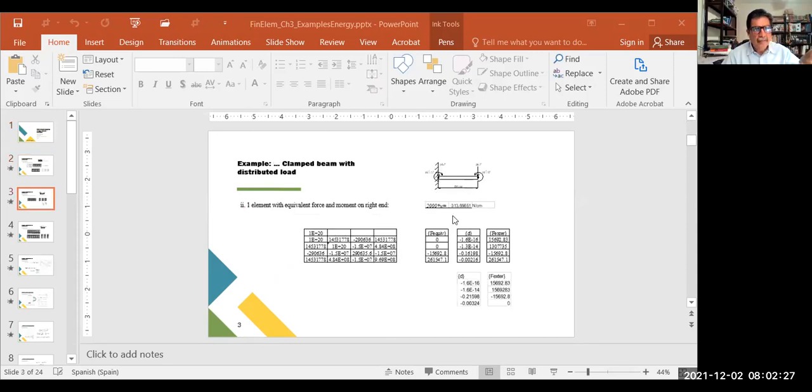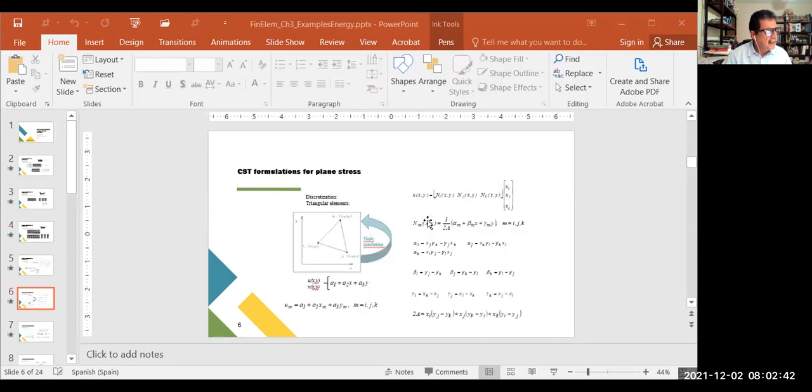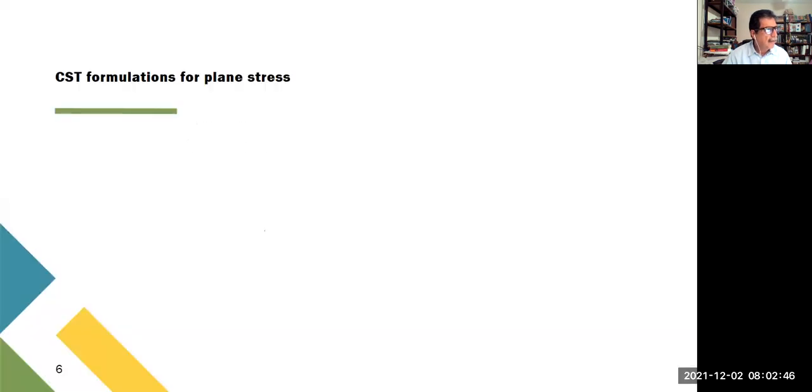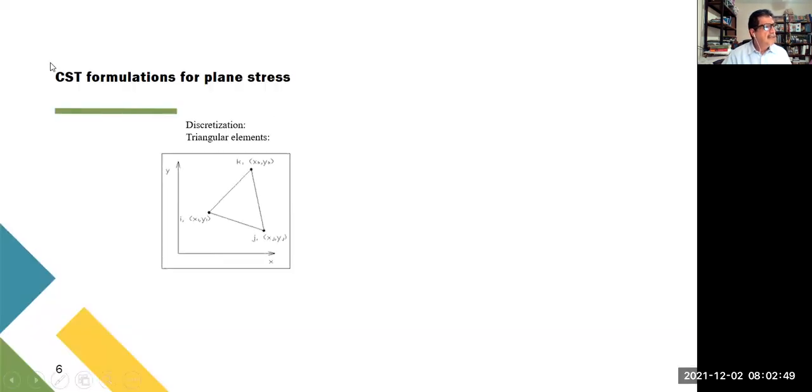Okay, see, this example, remember that we explained it a couple of weeks ago. It's about how to convert a distributed force into equivalent forces in the joints. So that's something that we explained. Now, the new part is here. Okay, so here, CST formulations. CST implies constant strain triangle. Okay, I will explain that in a minute.